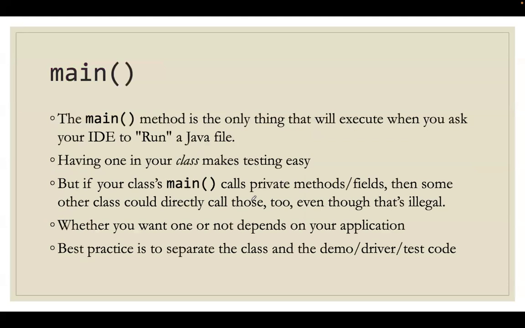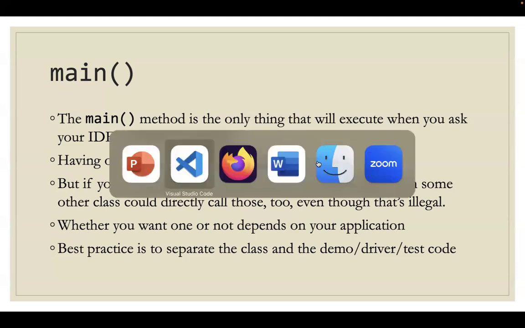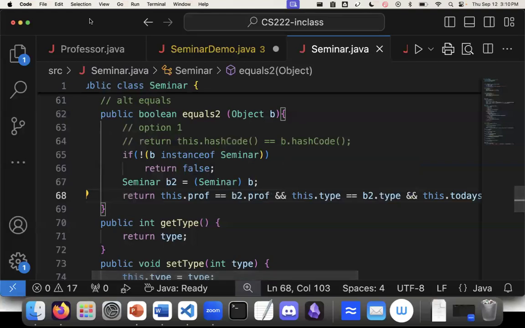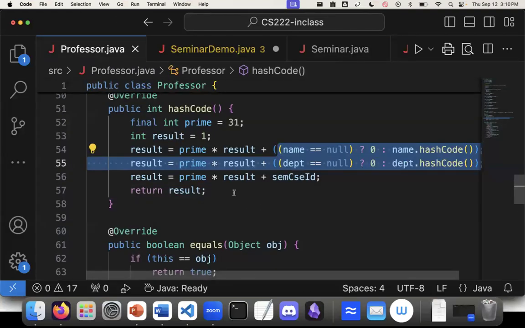Thirty seconds. The main method, you may have noticed, if you don't have a main method in your code, when you click run, nothing's going to happen, right? So when you have a main method, then you can click run and something happens. It's the only thing that's going to execute automatically. So we've worked with mains before. The question is, do we want one in our class? Would we want one in Seminar? Would we want a main in Professor? We're out of time, so I'll leave you with that question.